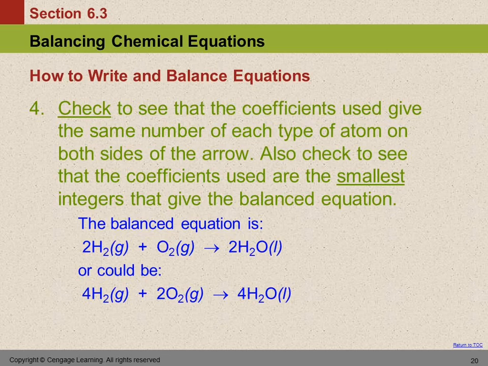So this is not the best because this is not the lowest ratio. If you draw those out as ratios, 4 to 2 to 2, that can be reduced to 2 to 1.